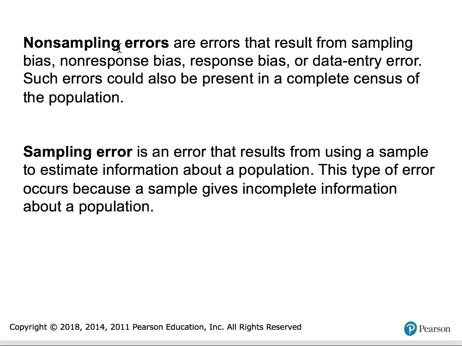So we've got non-sampling errors. These are errors that result from sampling bias, non-response bias, response bias, or data entry error. Such errors could also be present in a complete census of the population. Sampling error is an error that results from using a sample to estimate information about a population. This type of error occurs because a sample gives incomplete information about a population.